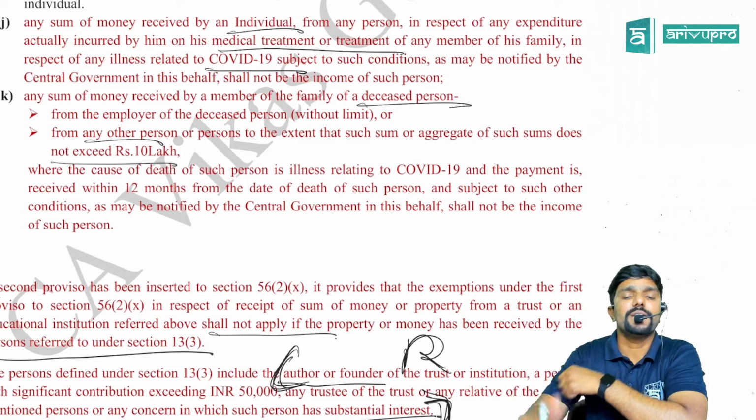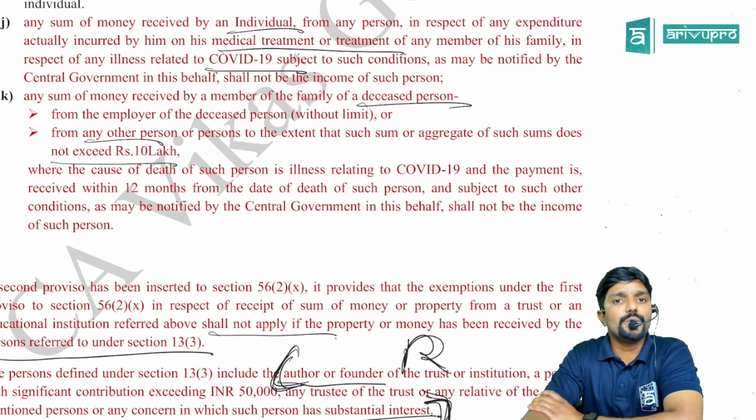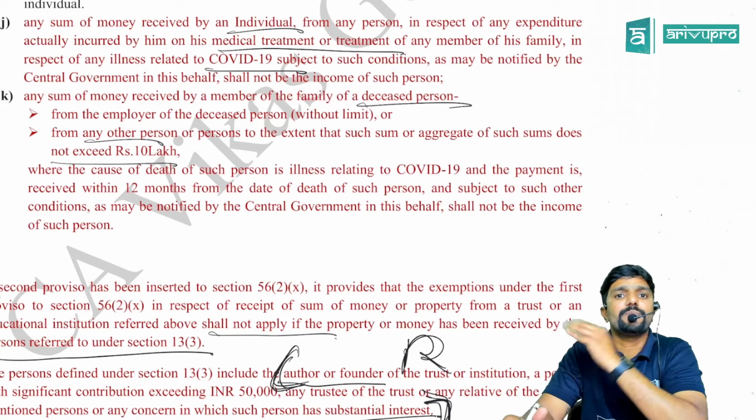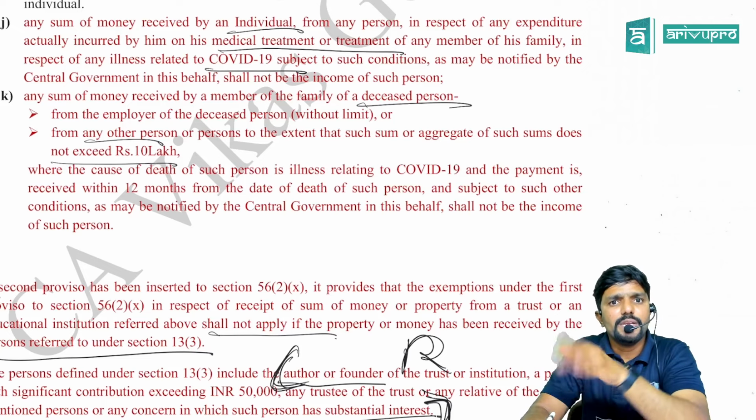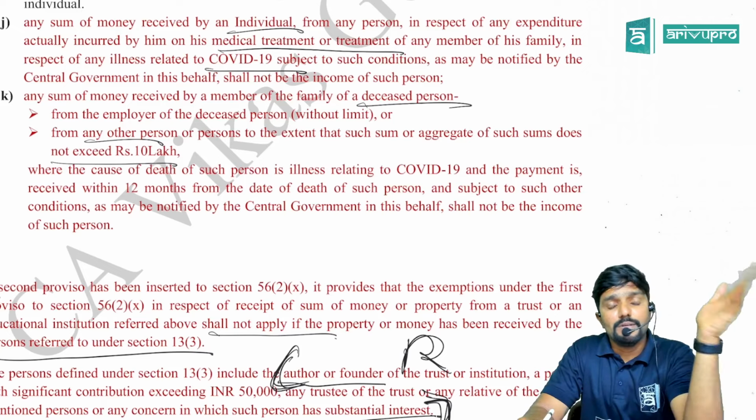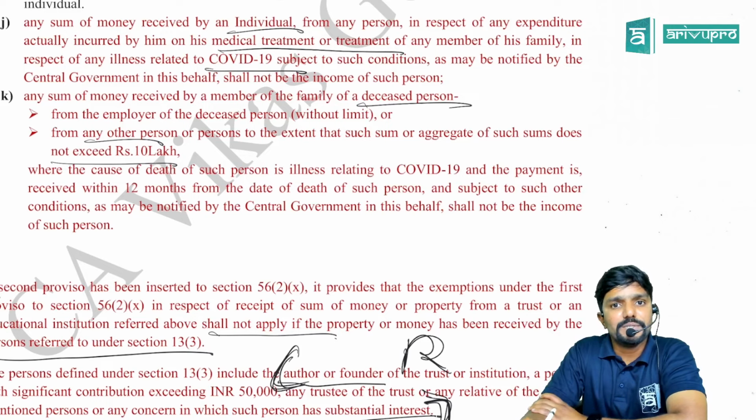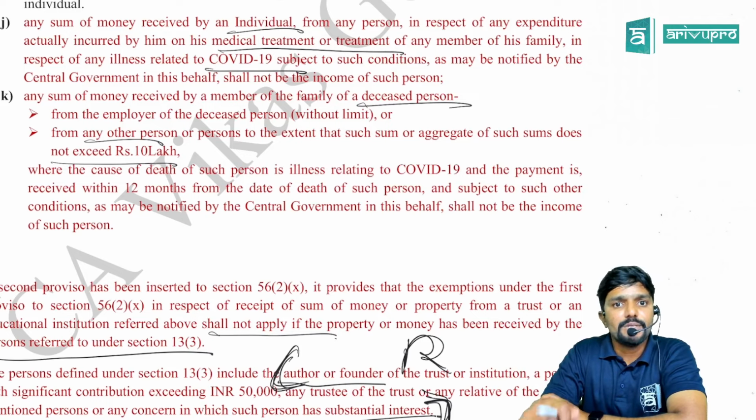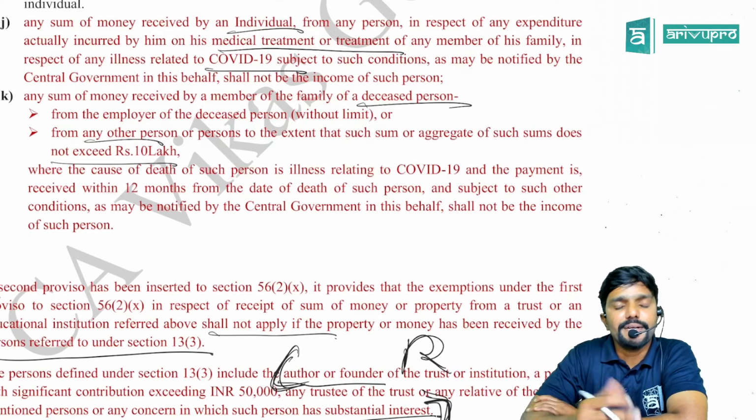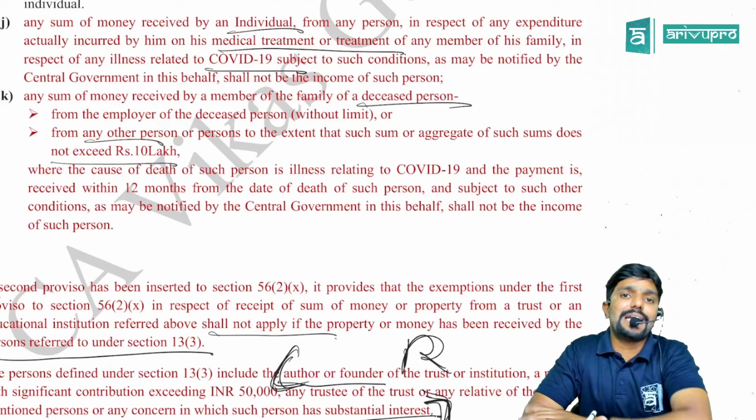If anyone else, for example, a person has died due to COVID-19, for his family members compensation has been paid by government, local authority, or any individual, or charitable trust, or Infosys Foundation, anyone else who is not an employer. Someone else is giving the compensation. In that case, it will not be taxable only if the compensation is up to 10 lakh. Sir, what if the compensation is more than 10 lakh? Then only the difference is taxable.